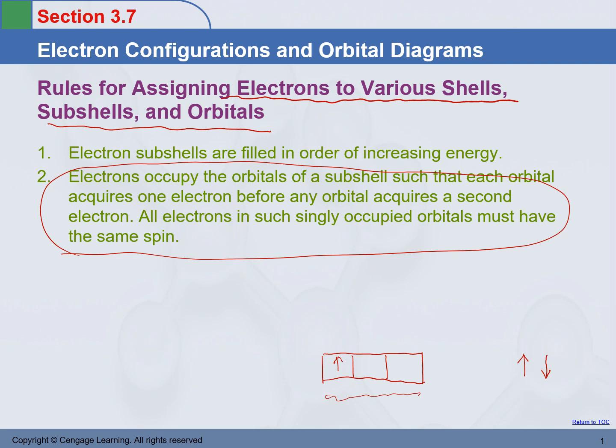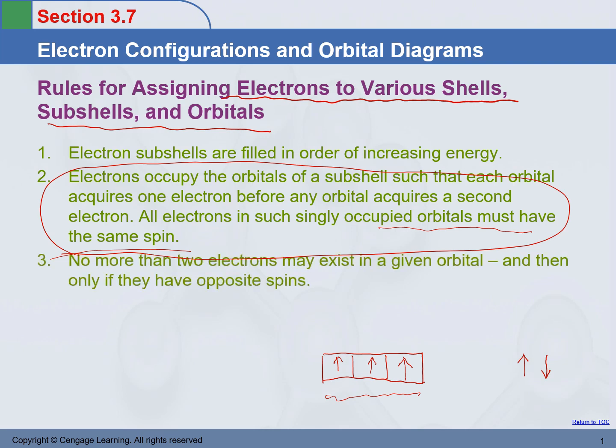Now when a second one comes in, the second one will not pair up with the first one. The second one will take a different orbital. Such singly occupied orbitals must have the same spin, so not only will the second electron take a second orbital, but it will have the same spin as the first one. If the third one comes in, it is going to take another orbital, with the same spin. That's what rule number 2 is telling us.